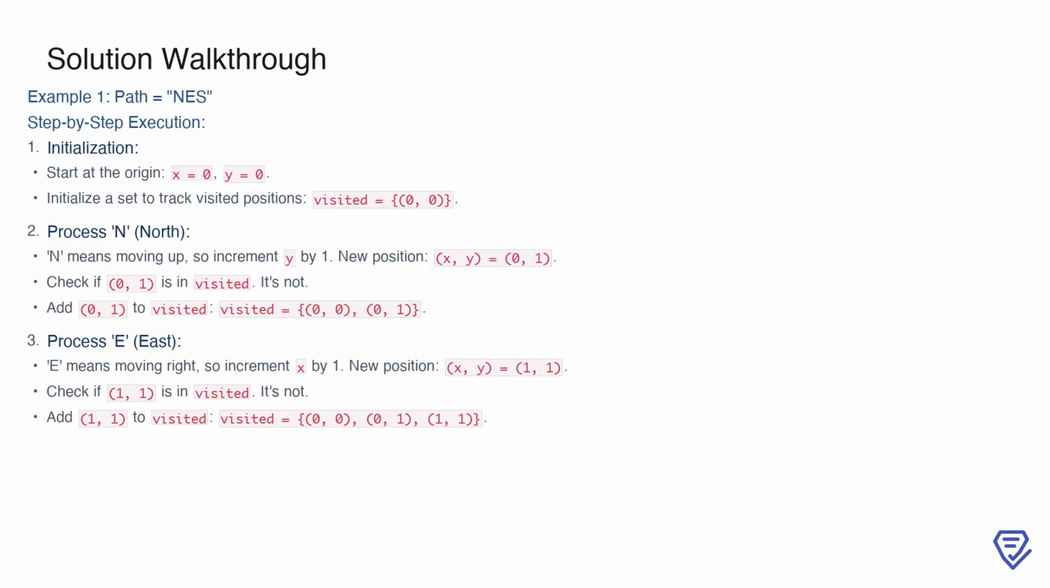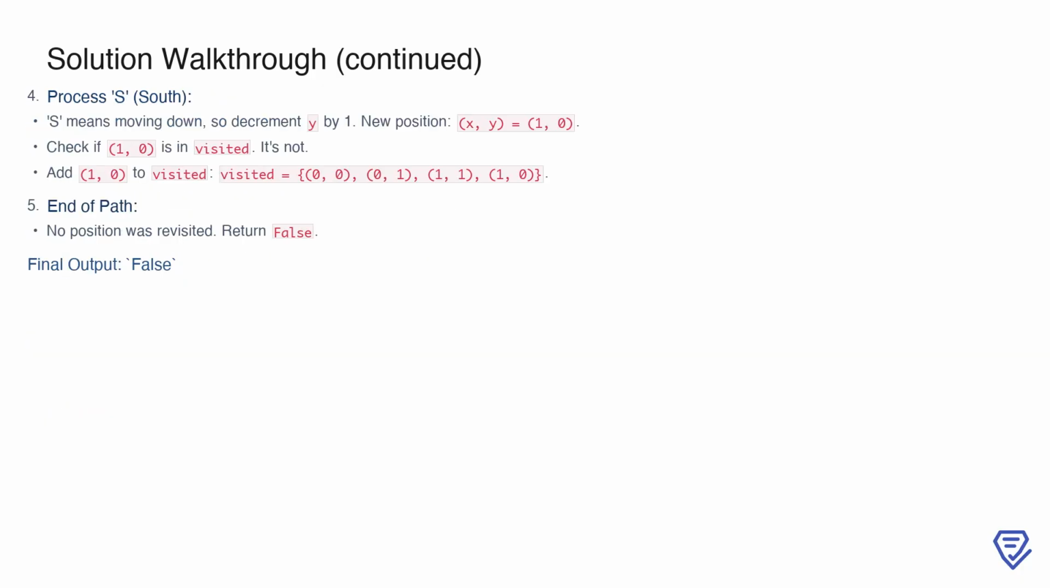At this point, the visited set contains 3 positions: the origin (0, 0), (0, 1), and (1, 1). Now, we process the next step, which is S, south. Moving down means decrementing the y-coordinate by 1, taking us to the position (1, 0). This position is not in the visited set, so we add it. At this stage, the set includes 4 positions: the origin (0, 0), (0, 1), (1, 1), and (1, 0).